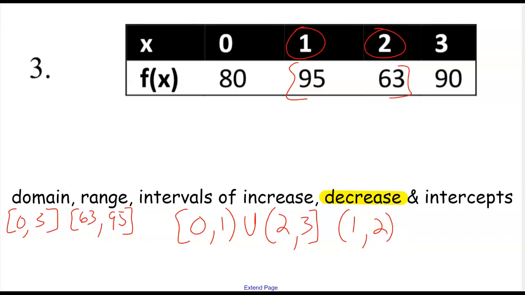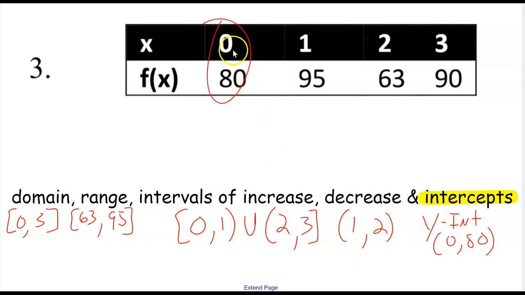Alright, now the intercepts. We only got one. X is 0. And when x is 0, y is 80. So that's the y-intercept. We don't have anything showing y being 0.